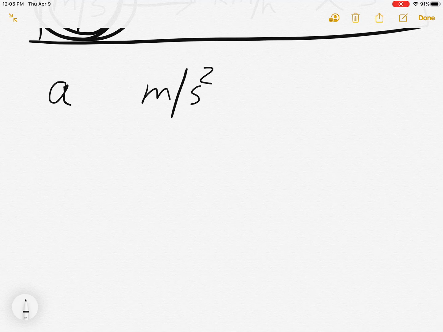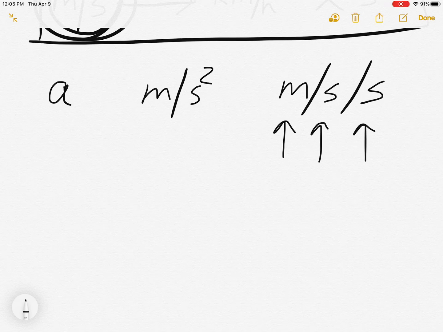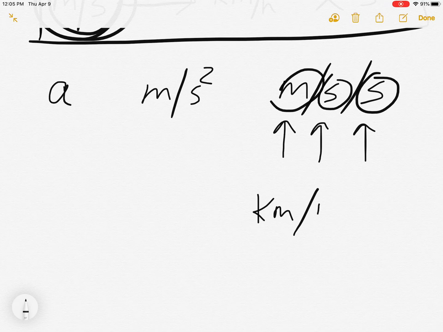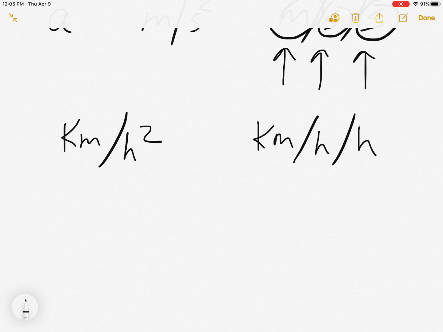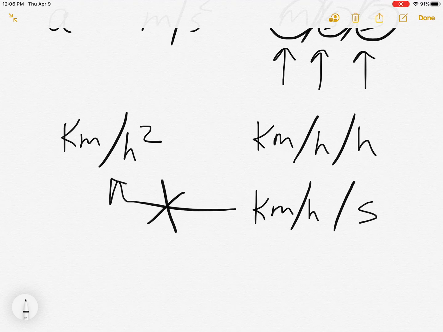For acceleration, we want meters per second squared. You have to remember that's the same as meters per second per second. So there's 3 parts to an acceleration unit. There's a distance part, a time part, and a time part. And they can all be different. So you could have kilometers for the distance part and hours per hour, which we would write as kilometers per hour squared. But it doesn't have to be the same time unit. You could have kilometers per hour per second, which you can't write this way. It doesn't work.